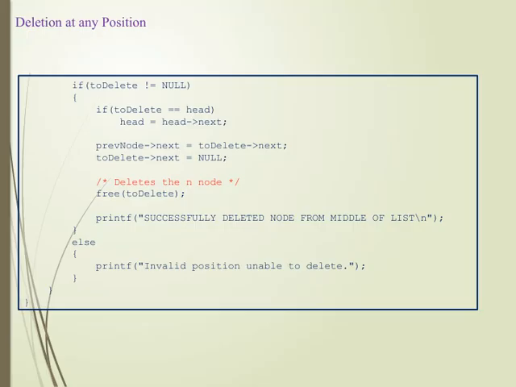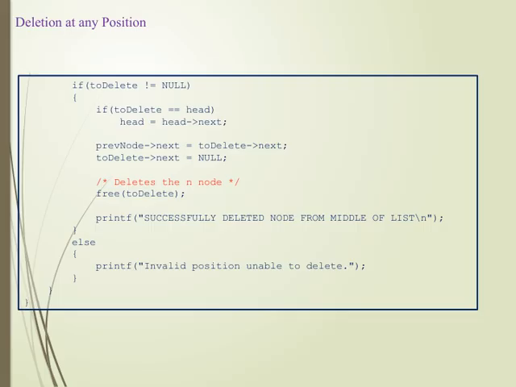Now let's look at how deletion works at any position in a linked list. If the node to delete, represented here as toDelete, is not null, we proceed. First, we check if toDelete is actually the head of the list. If it is, we update the head pointer to the next node, effectively removing the first node from the list. Next, we connect the previous node, prevNode, to the node after toDelete by adjusting prevNode next. This bypasses the node we want to delete. Then, we set toDelete next to null to detach it completely from the list.